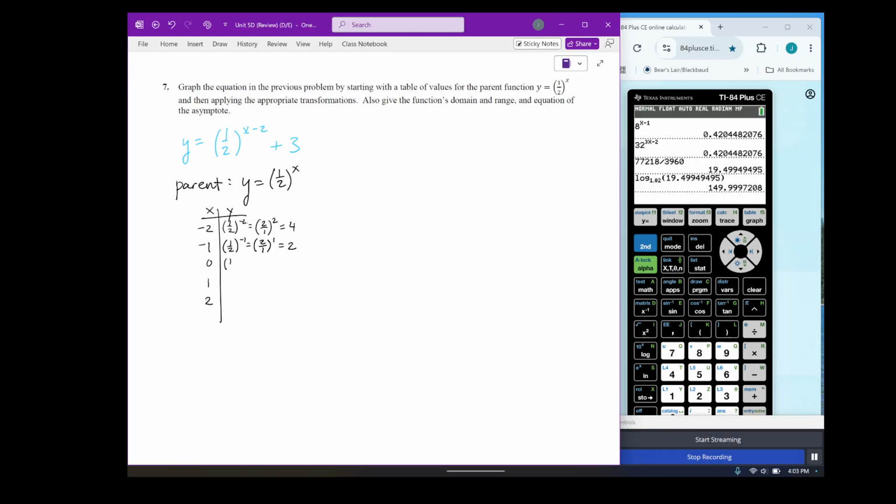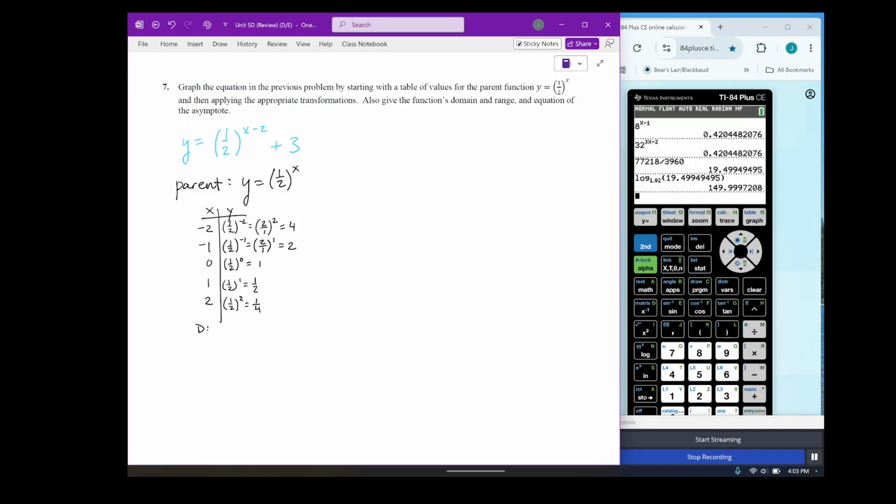And then I have 1 half to the 0, which is, anything to the 0 here is 1. And then I get 1 half to the first, which is a half. And 1 half squared is a half times a half, so that's 1/4.